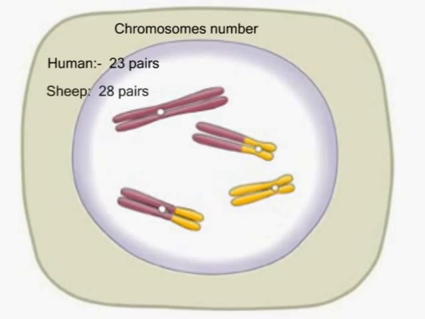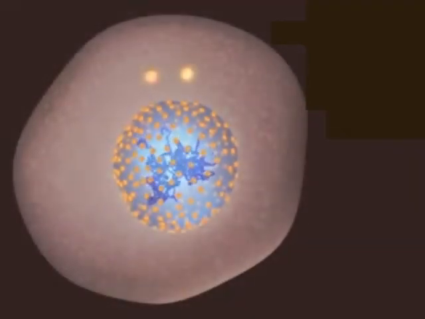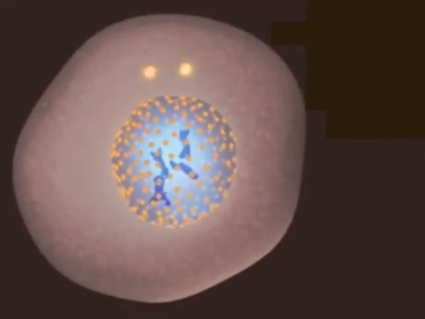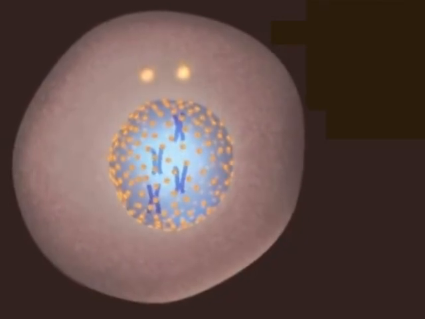In sheep, there are 56 chromosomes or 28 pairs. The cow has 30 pairs. Fruit fly or the Drosophila melanogaster has 4 pairs of chromosomes. Chromosomes are present in the nucleus at all times, but they only become visible when viewed under a microscope during cell division, that is, during mitosis and meiosis.